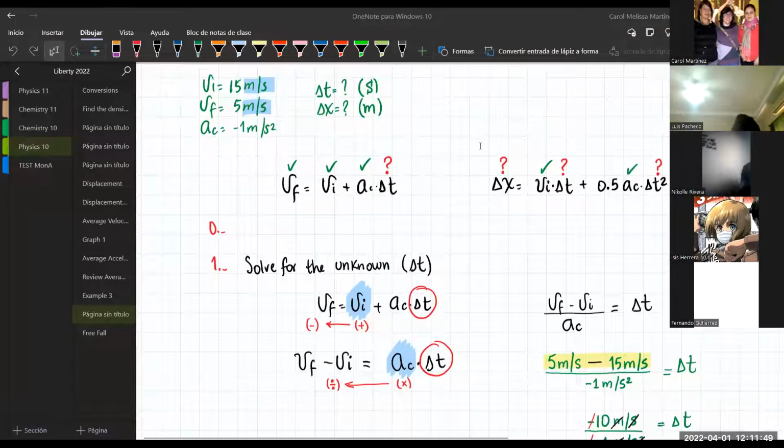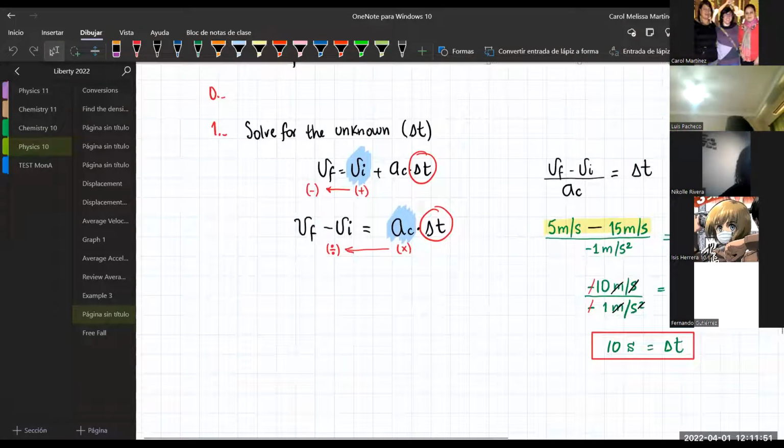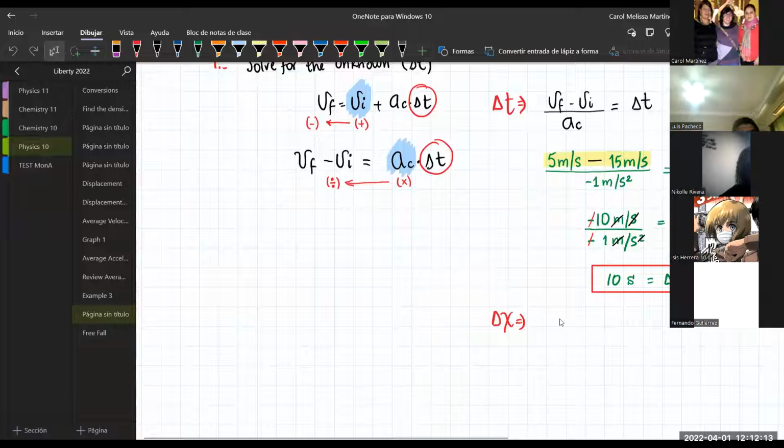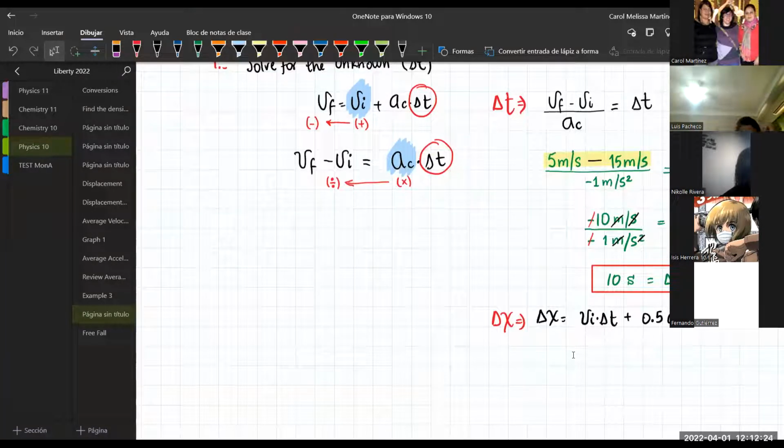I'm going to use the equation for displacement. Okay, so my first unknown was delta t. My second unknown is displacement. And I already have a formula for displacement. I'm just going to copy and paste. Okay, displacement is equal to initial velocity times time plus 0.5 acceleration times time squared. So all I do is I replace by my givens.